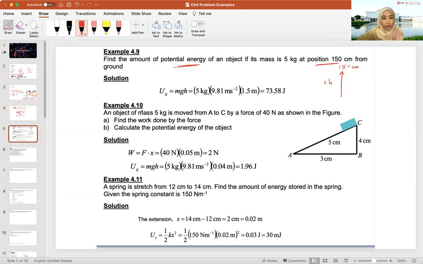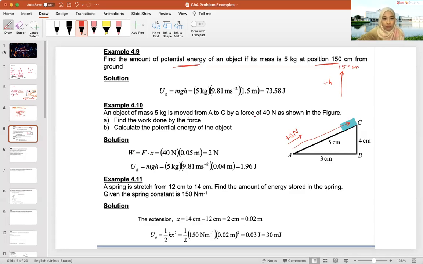And then example 4.10, an object of mass 5 kilogram is moved from A to C. Dia bergerak daripada A ke C by a force of 40 Newton. So kita tahu kat sini ada force yang tarik dia ke atas dan dia bergerak sebanyak 5 cm. That is the displacement here. Find the work done by the force. That's easy. Work done is equal to the dot product of force times displacement. The force is parallel to the displacement, so kita boleh terus darab.